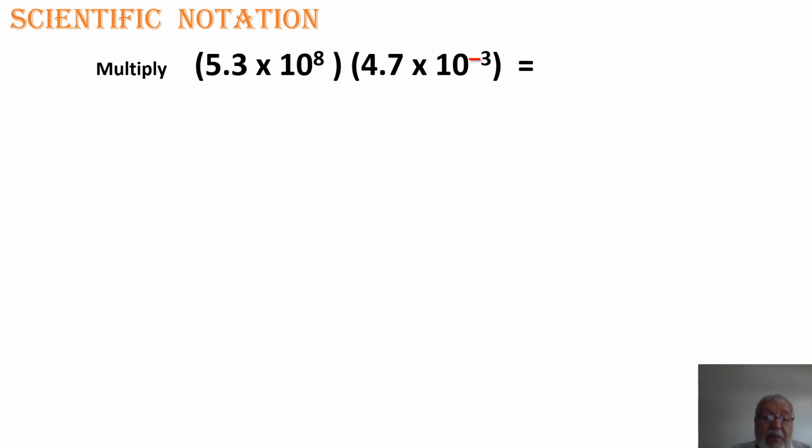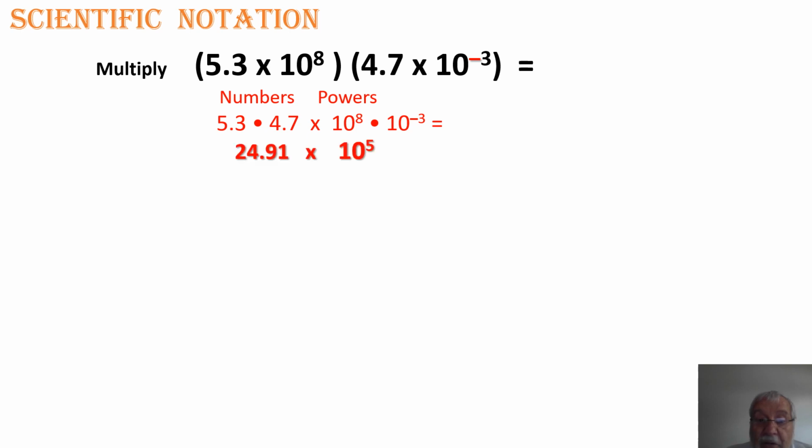All right, so let's try one more group. When I multiply the mantissas, I'm going to multiply 5.3 times 4.7, and when I multiply the powers, I'm going to take 8 and add a -3. So therefore, I have 24.91 times 10 to the 5th. The 24 is too large, so I take it down and take the 5 up to 6, and now I have a correct scientific notation.